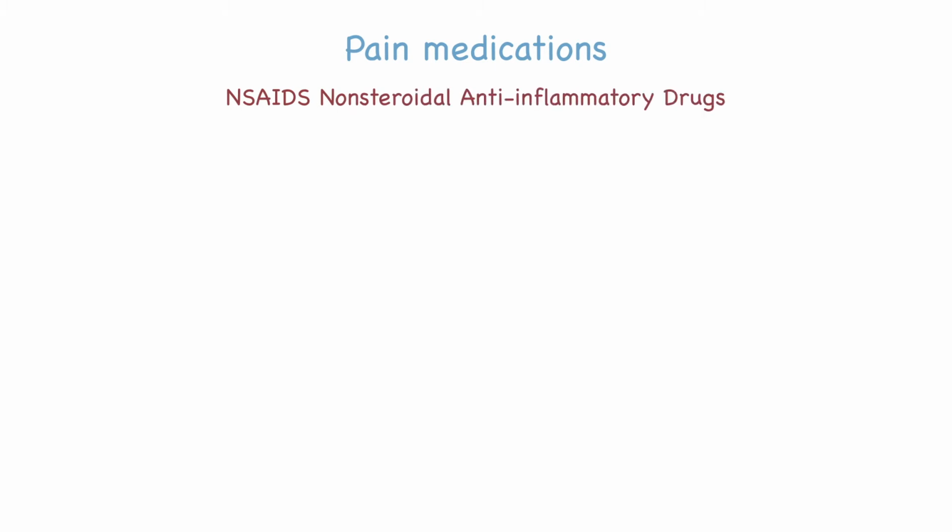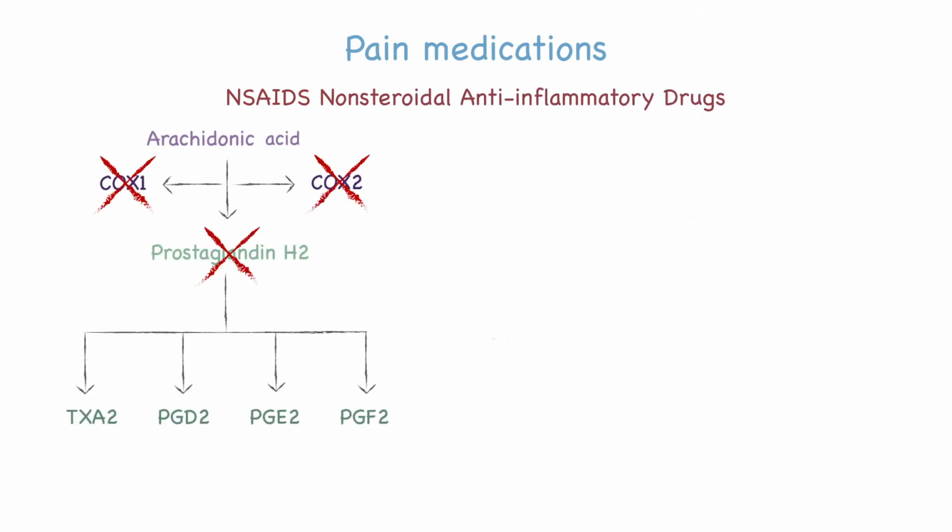Now that we understand the pain pathway, we need to know how our medications will work on them. First, we have NSAIDs, or the non-steroidal anti-inflammatory drugs. They inhibit prostaglandin release by blocking COX receptors. But first, we need to understand the prostaglandin normal function and the COX enzymes to predict their side effects.